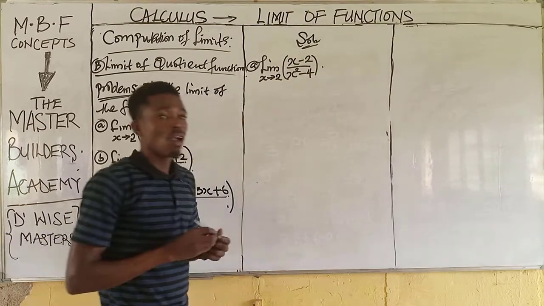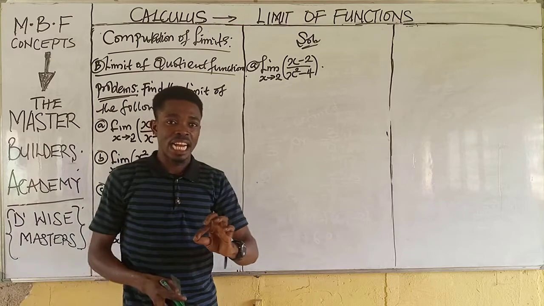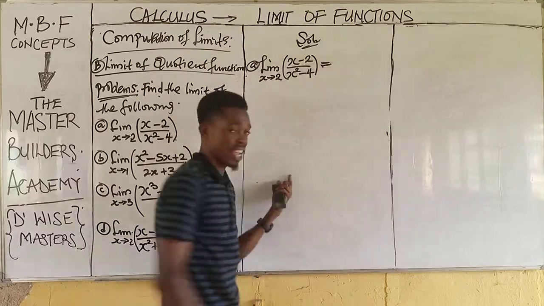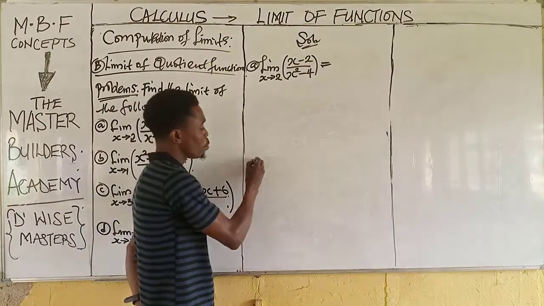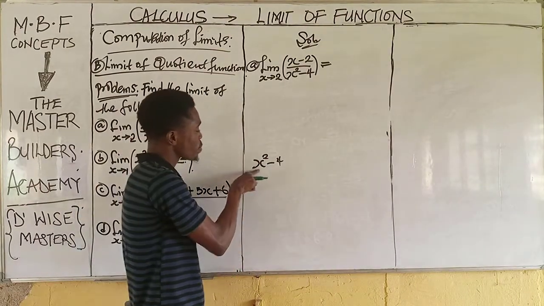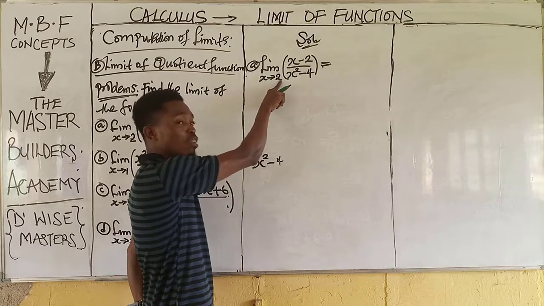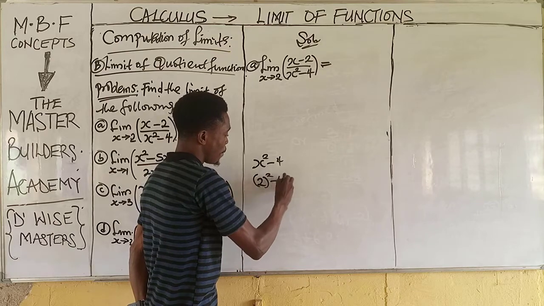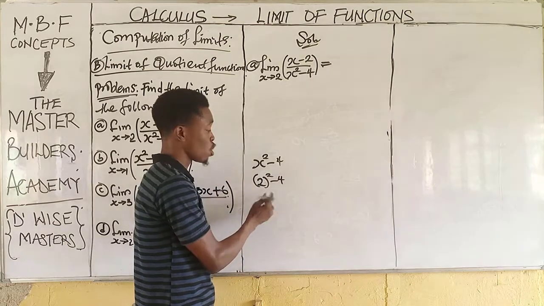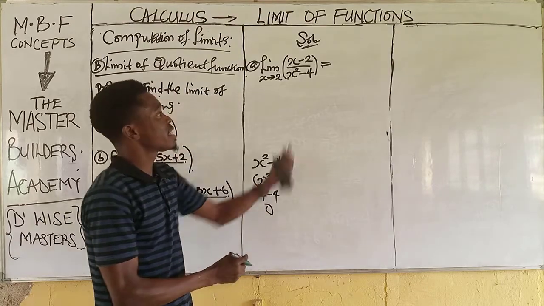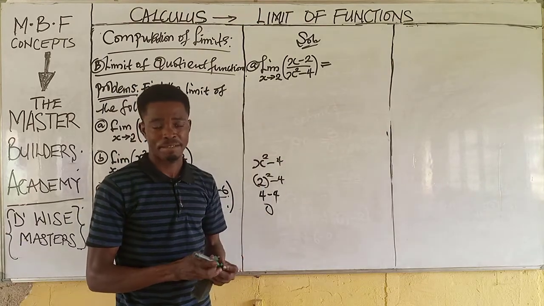Like I explained earlier, this is the first question we have now. All I need to do here is to bring down the denominator, which is x squared minus 4, and substitute the value of x. Of course, we know that the value of x here is 2. Then this would have given us 2 squared minus 4. And 2 squared would have given us 4, and 4 minus 4 is 0. That makes this expression undefined.